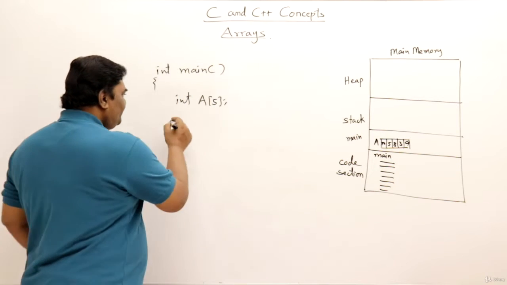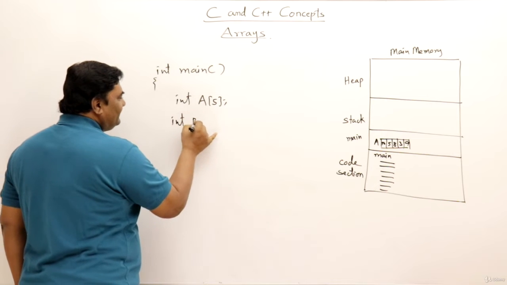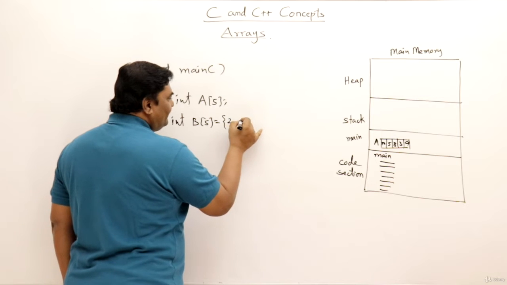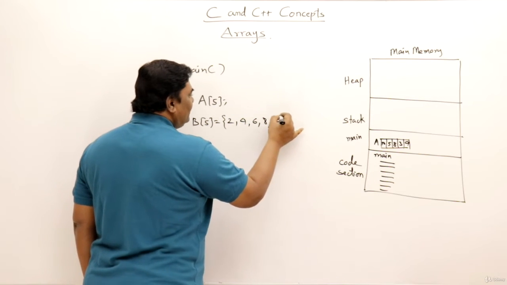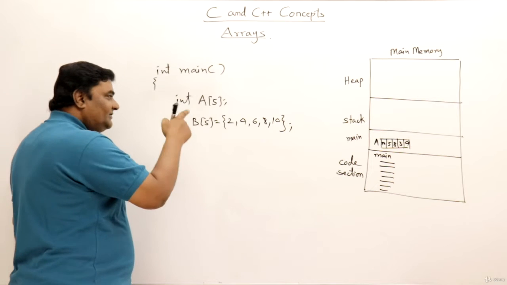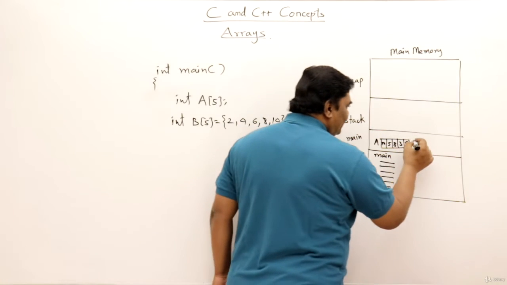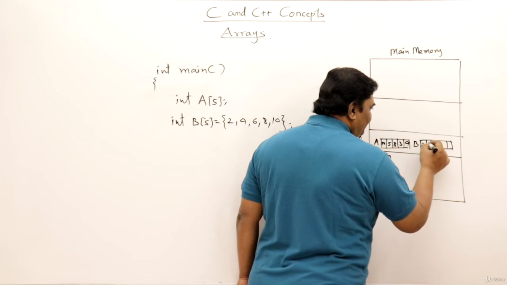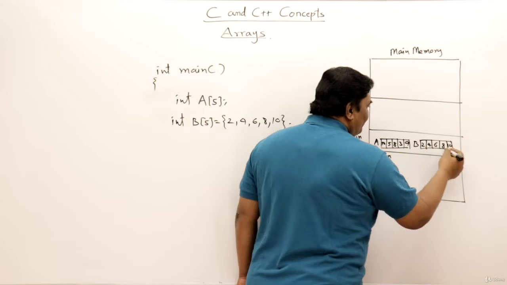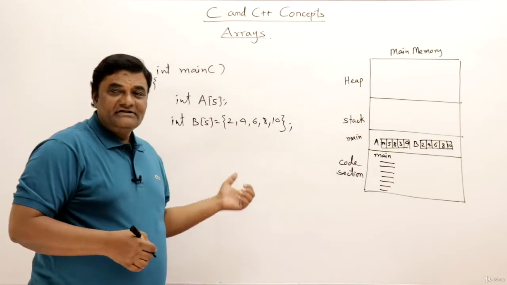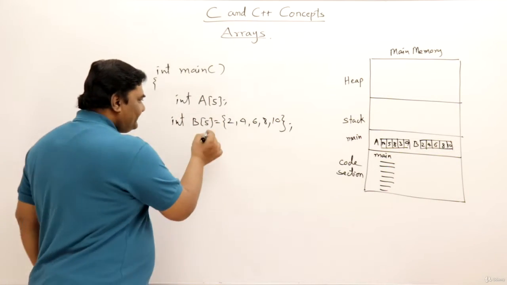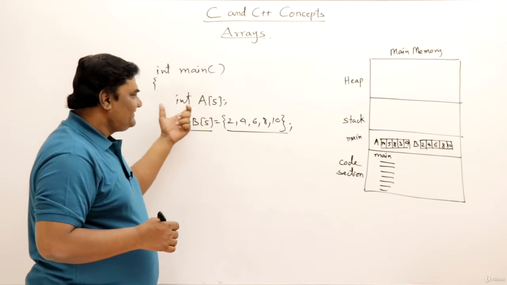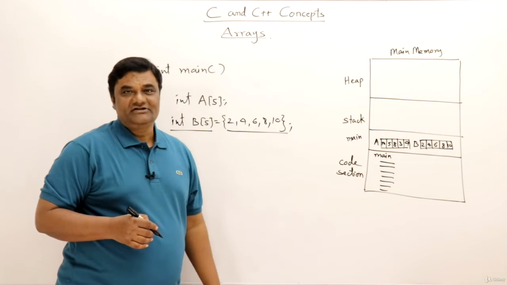Next, I will show you how to declare and initialize an array. This is the declaration of an array. Along with this, I can also initialize it, like {2, 4, 6, 8, 10}. So the array will be created and already filled with the values. Suppose an array B is created inside the stack, then it will be filled with the values 2, 4, 6, 8, 10. This portion is the declaration of an array, and this is the initialization. This is just declaration, and this is declaration as well as initialization.